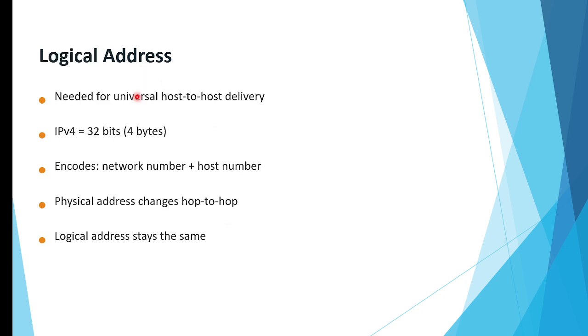Logical addresses are necessary because they enable the universal communication. It identifies every single host on the internet, so a data packet can be delivered from one host to another host. All the IPv4 addresses are 32-bit long. It is equivalent to the 4 bytes. The address encodes both the network number and the host number.